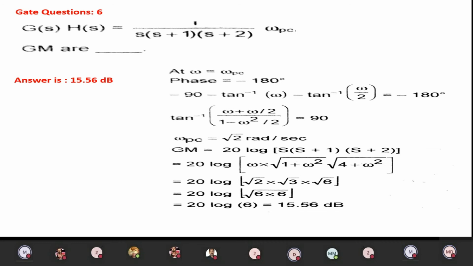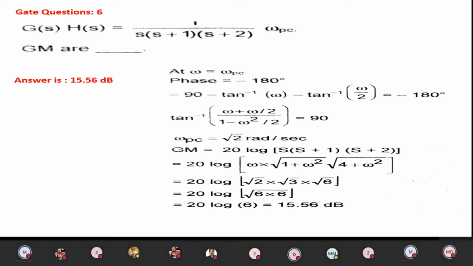Okay, so on both sides, if you want to cancel the one minus value, you will be getting the plus values. You can write tan inverse of the terms as omega plus omega divided by 2, 1 minus omega square divided by 2. So that will be equivalent to tan 90. Now you can simplify that and obtain the omega pc value.